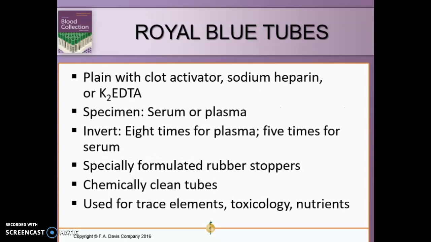All right, we're going to go to the royal blue tube. The royal blue tube is plain with a clot activator. It can have sodium heparin or K2 potassium EDTA. It's a serum or plasma sample. It can be either or, serum or plasma. If it's plasma, we're going to invert it 8 times. And if it's serum, we're going to invert it 5 times. These are used for trace elements, toxicology, and nutrients.